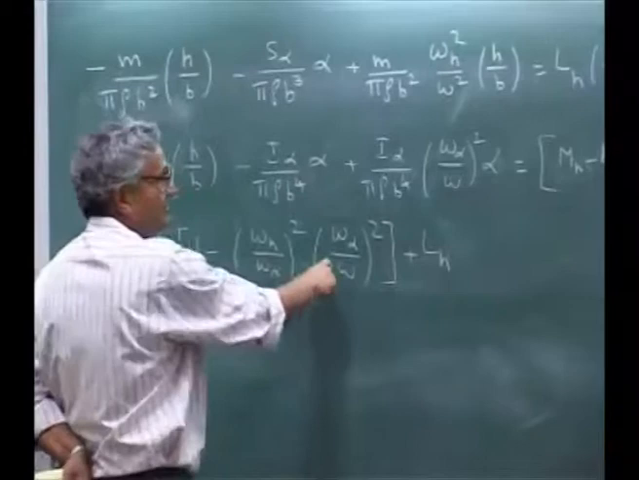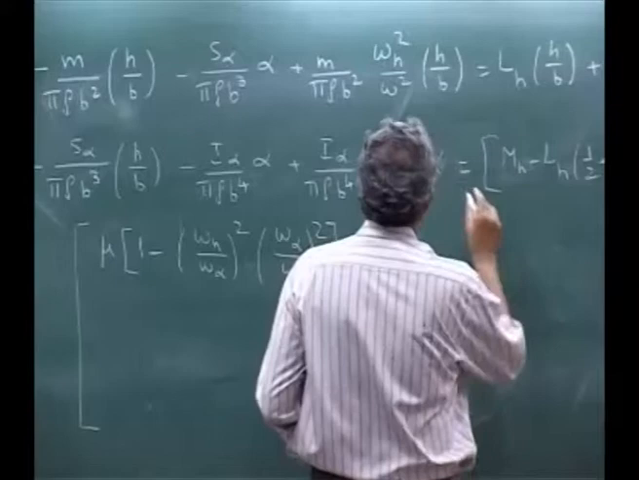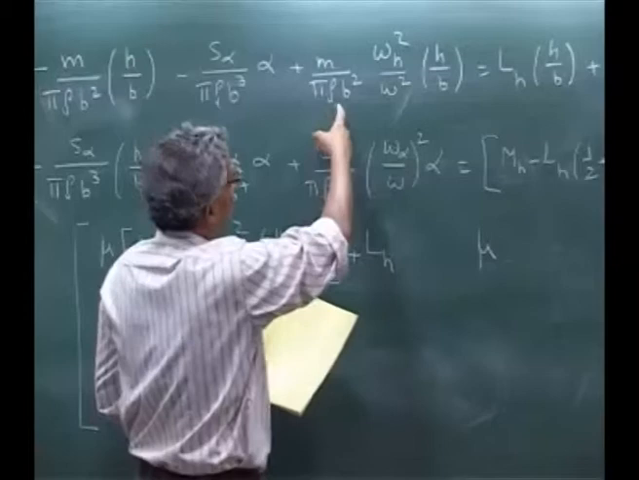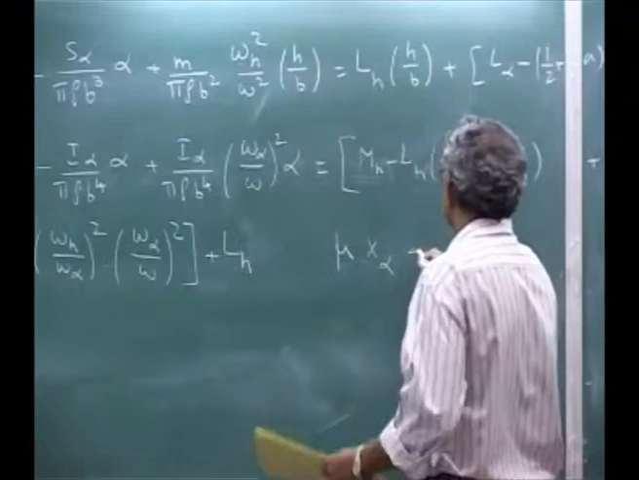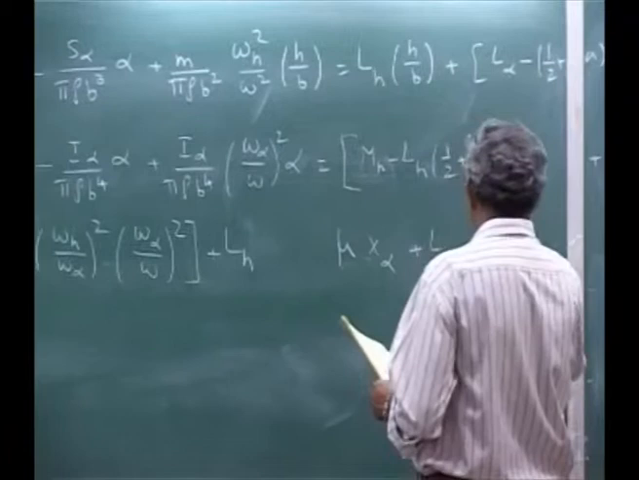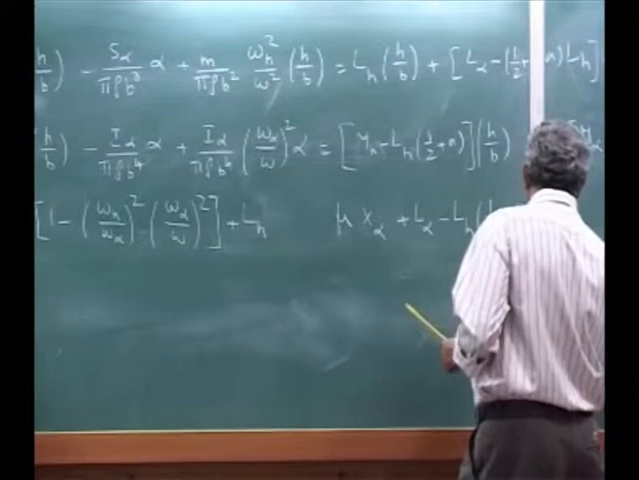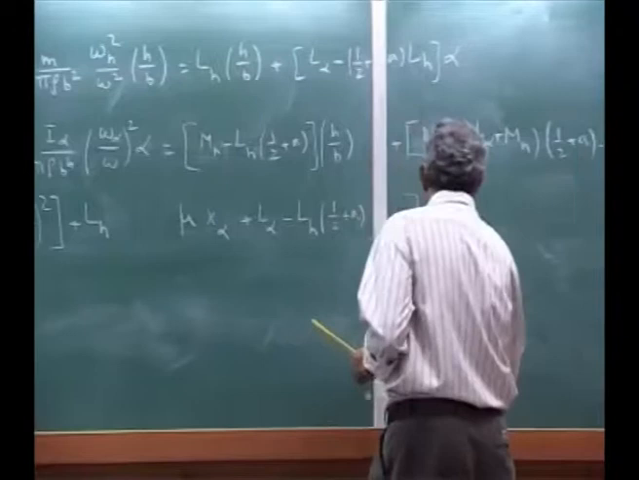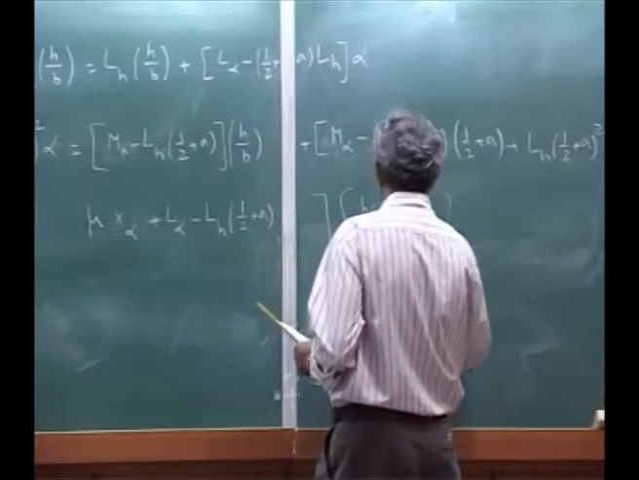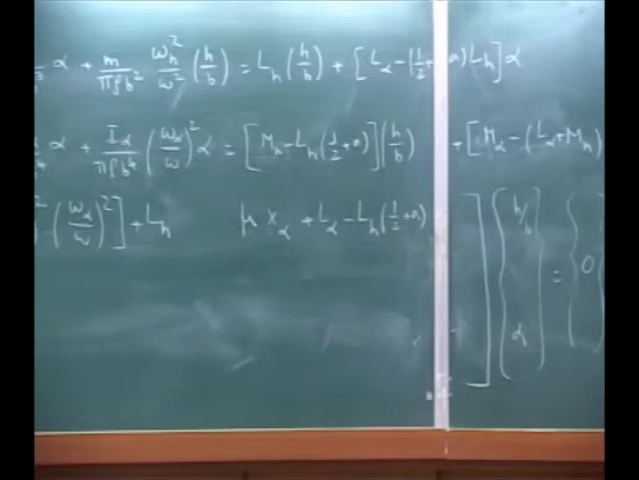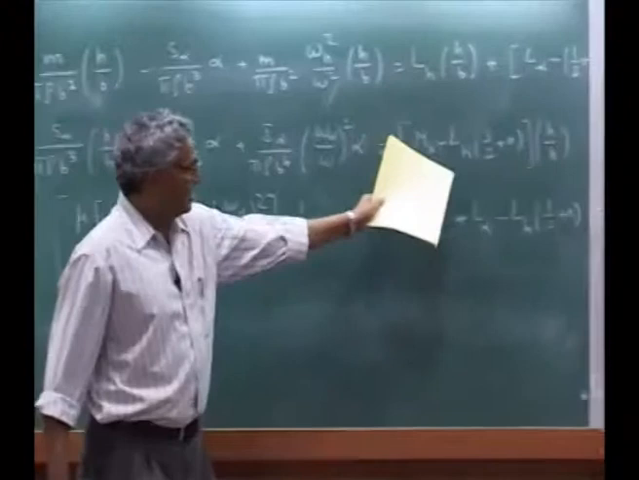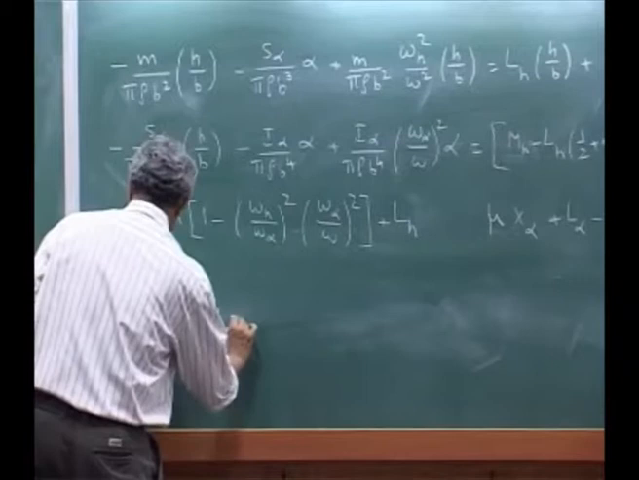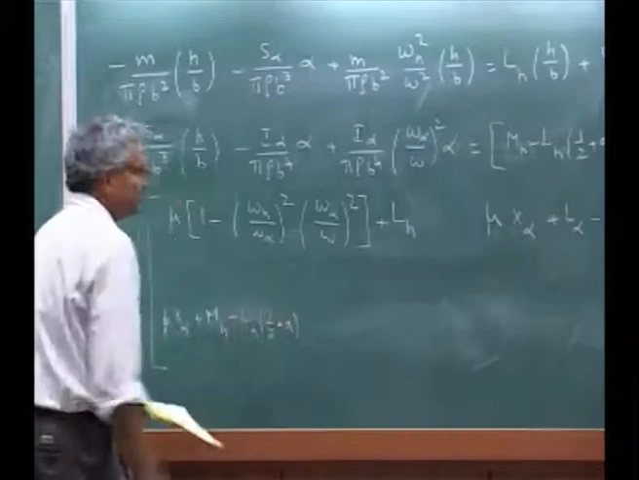Then you will have mu into x alpha. When you take it to the left hand side, that will be plus. So you will have plus L alpha minus L h into half plus a. And I am putting a matrix, h over b, alpha is 0. Now here when I come to this term, first is h over b. This is mu x alpha, this term, plus M h minus L h half plus a. That is my first term.